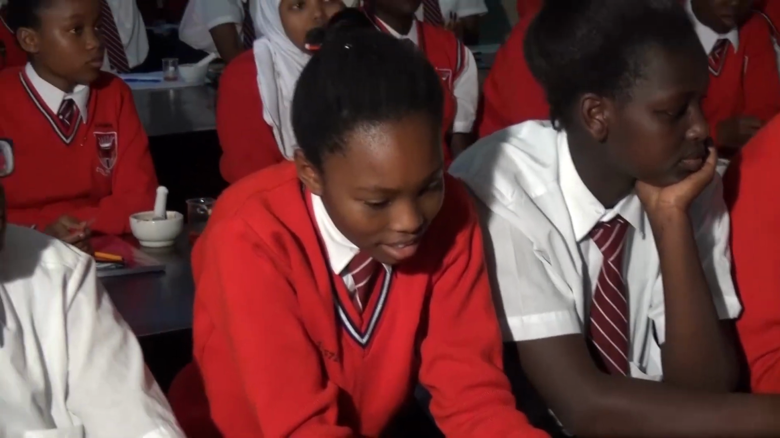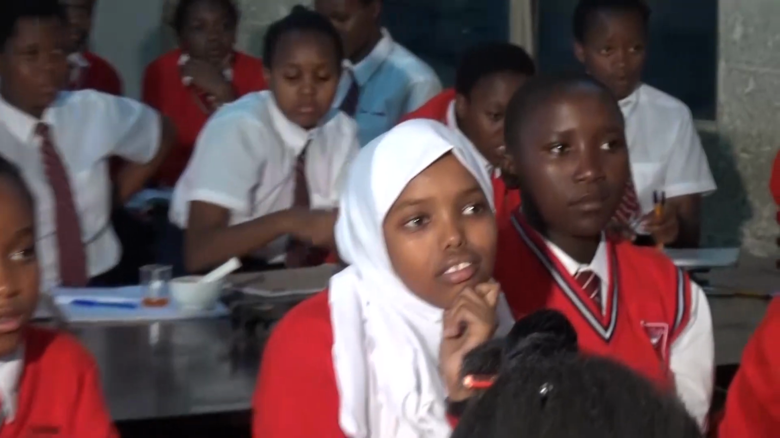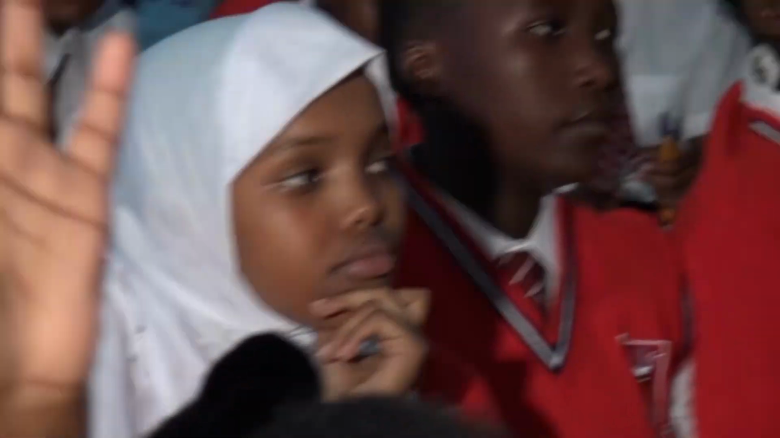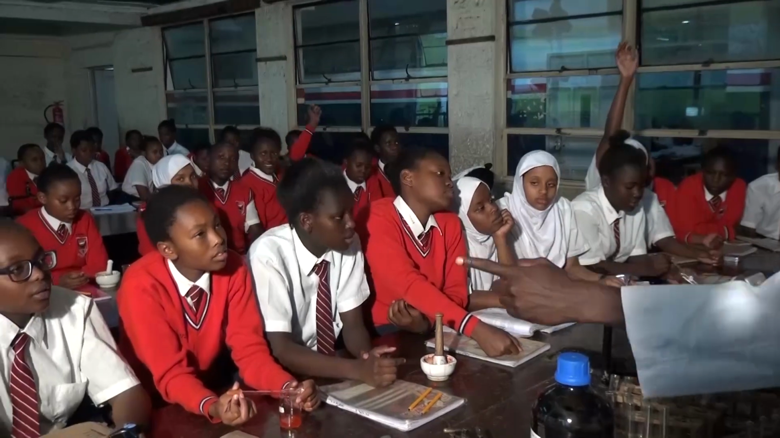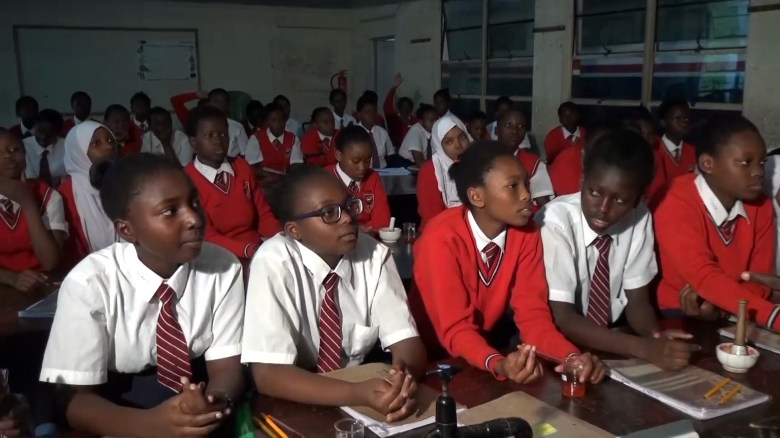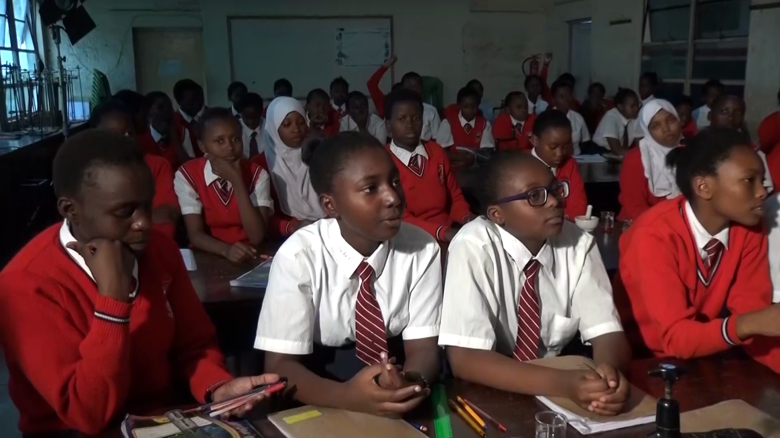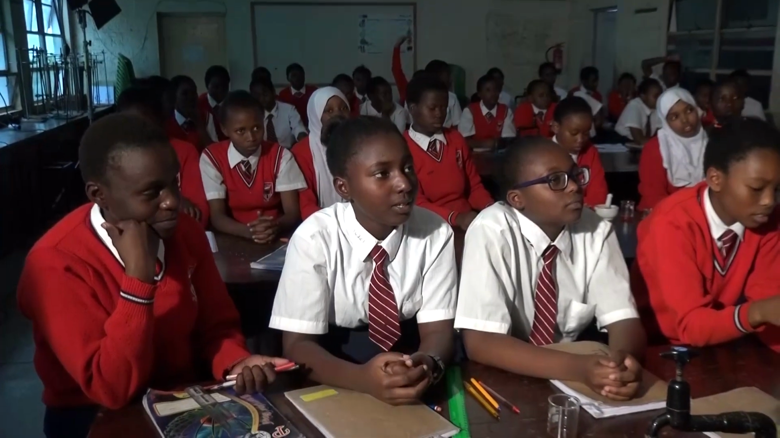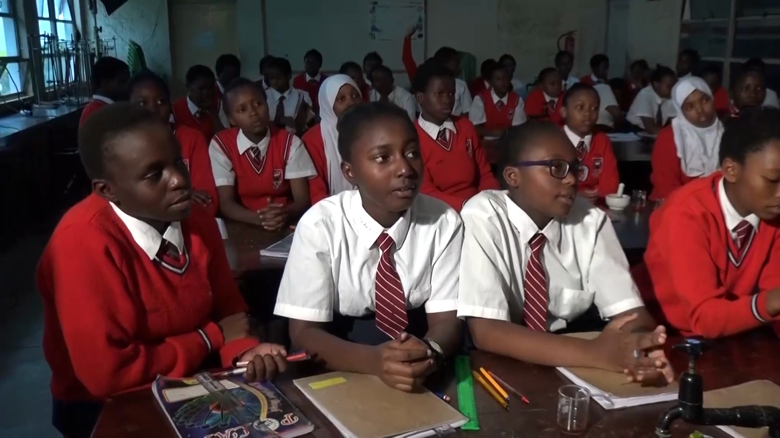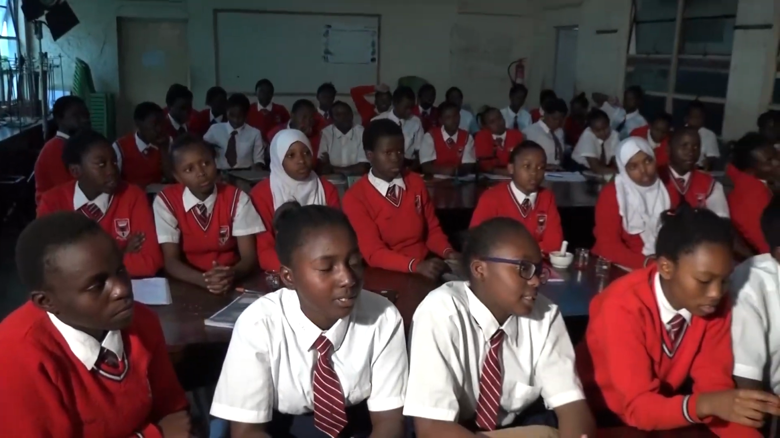Yes. How was the lesson? What did you learn? Acids are substances that have sour taste. Yes, that is right. Bases are substances that have bitter taste. Yes. Indicators are substances that bring out a color from acids and bases. Indicators are substances that show different colors in acids and bases.